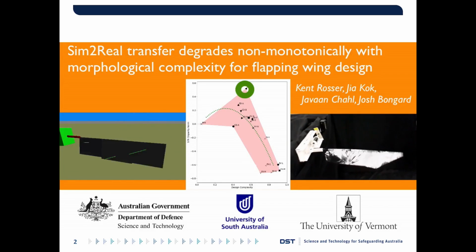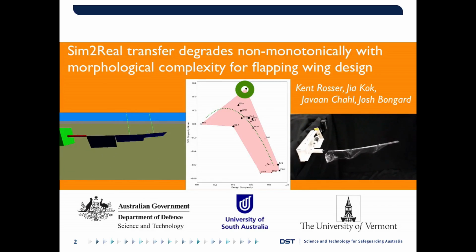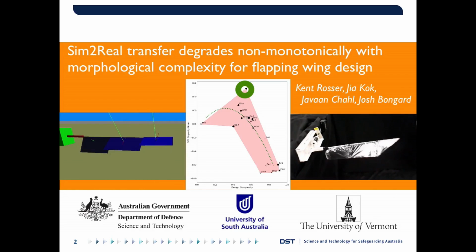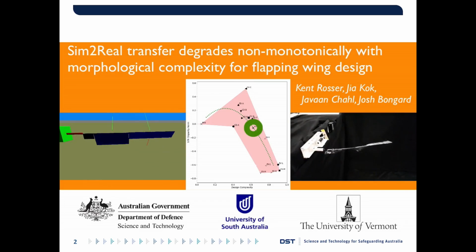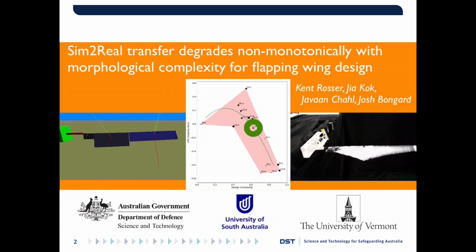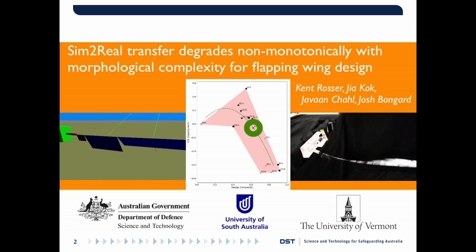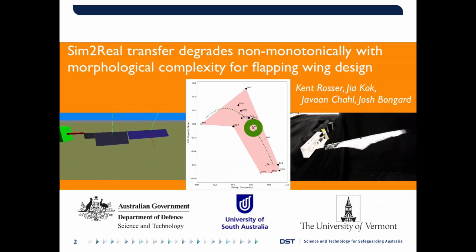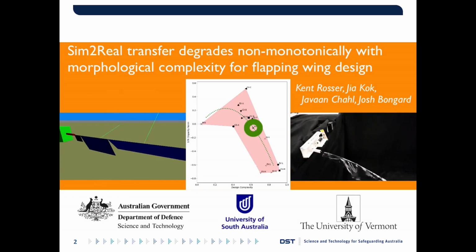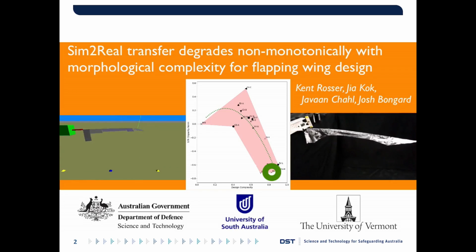In this video, we show visual demonstration of the observation from our experiment, that for a set of varying complexity flapping wing morphology designs, each of which are aiming to produce vertical lift, the resulting Sim2real transfer performance in terms of lift achieved compared to that predicted in simulation degrades with design complexity, and that the degradation is non-monotonic.